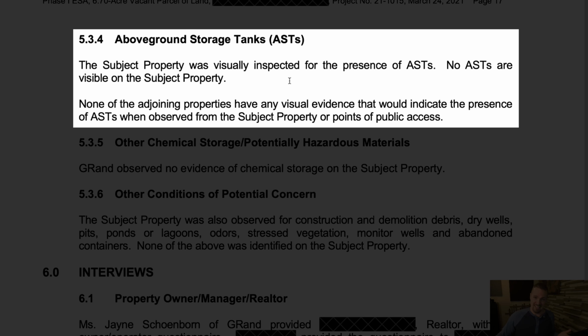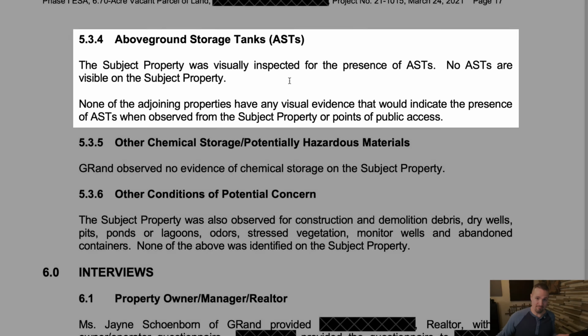Those are usually a lot easier because they're above ground. You can see them pretty clearly, but that was not there. No other evidence of chemical storage or anything like that. No other concerns. So move on down here.